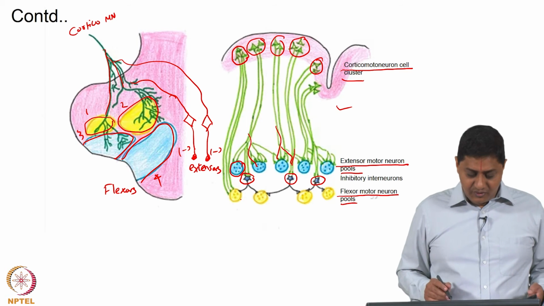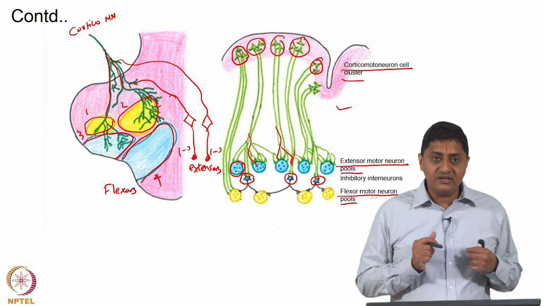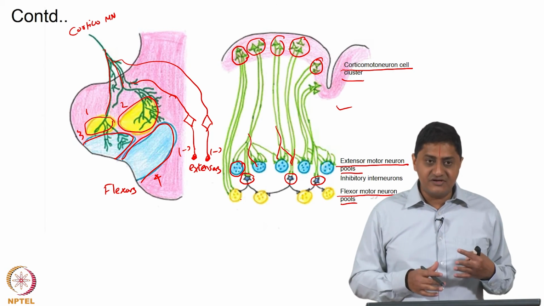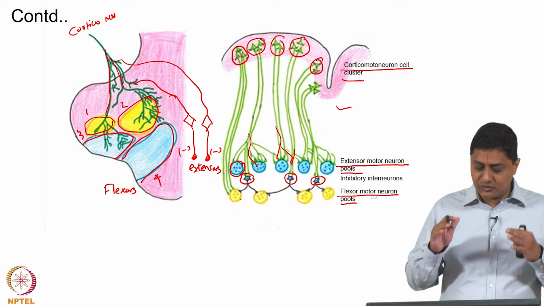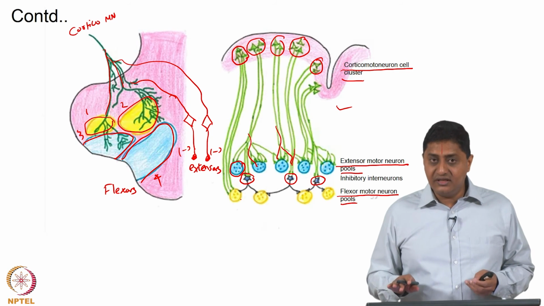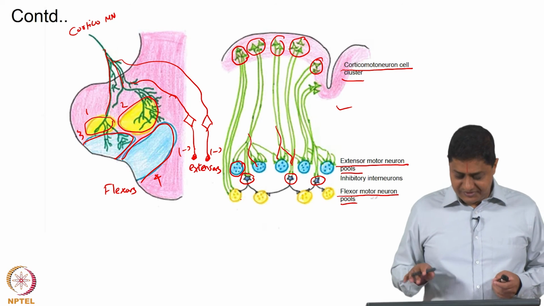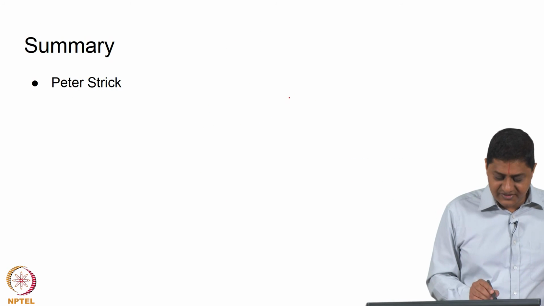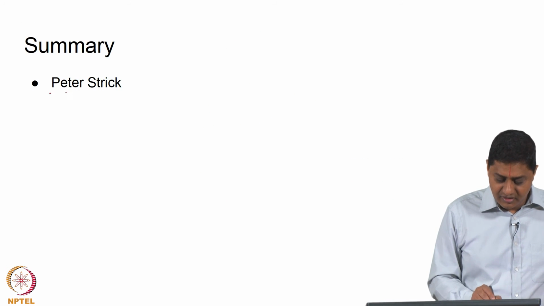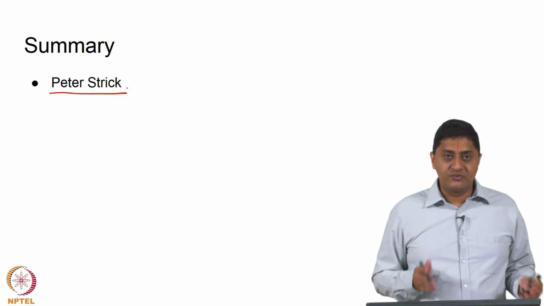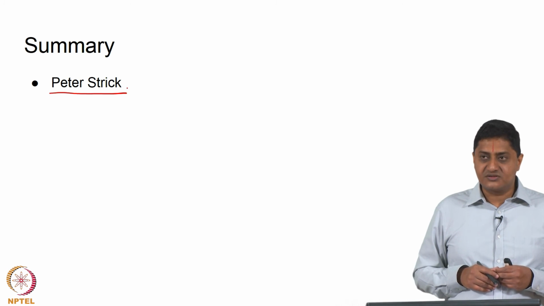Okay. So, what we have learnt is that there is both convergence and divergence from the corticomotor neuronal pools to the spinal motor neuronal pools. Okay. So, in this class, we have discussed the work of Dr. Peter Strick, and with this we come to the end of this class. So, thank you very much.